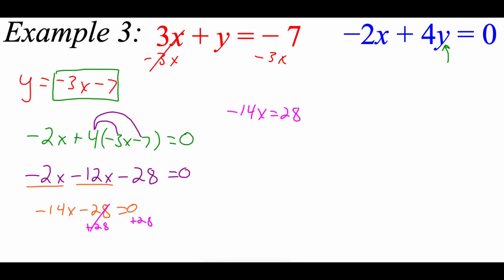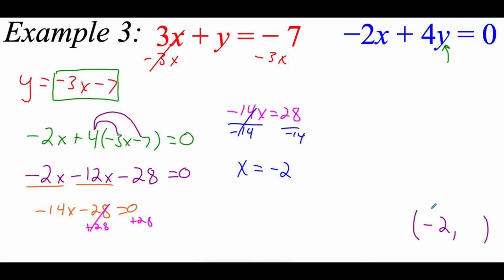We want to get rid of that negative 14 that's attached to the x, so we're going to have to do a little dividing. We're going to divide both sides by negative 14. So on the left-hand side, we're going to get x equals. On the right-hand side, when we take 28 and divide it by negative 14, we're going to get negative 2 as our answer. Now remember, we're building an ordered pair as our answer. This is the x value, so it's the first number in the ordered pair, but we still need to figure out what the y value is.